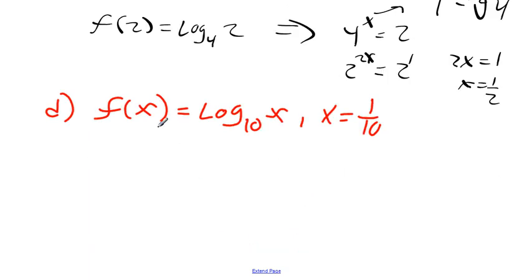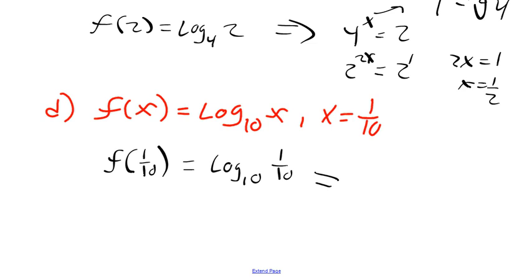Last but not least, part D. So we want to know what is log base 10 of x as x equals 1/10. So we're going to replace x with 1/10. Okay, so we go like that. Log base 10 of 1/10. What does that mean? Well, let's convert it, right?